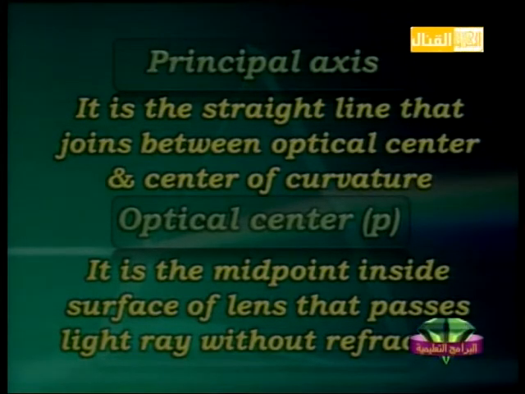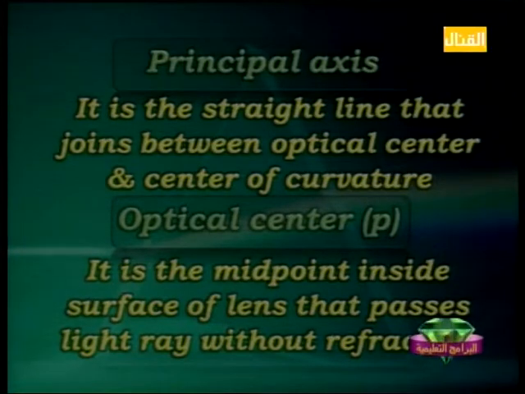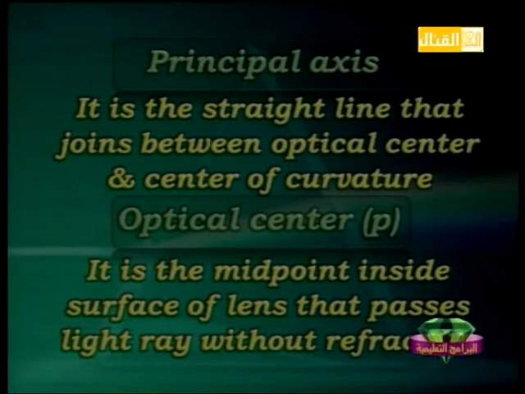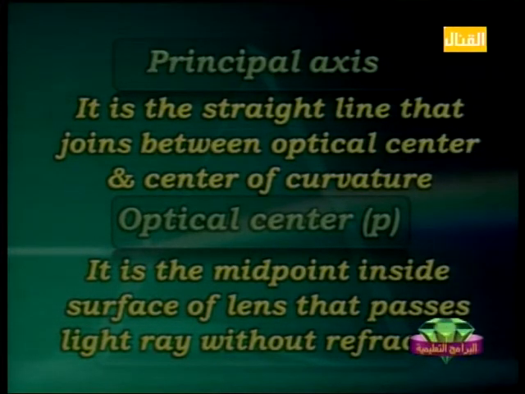Second, we have the optical center, P. P is the midpoint inside the surface of the lens that passes a light ray without refraction. Again, it is very important to know this. The optical center is the midpoint in the center of the optical piece called the lens. So this midpoint passes any light ray without any refraction.